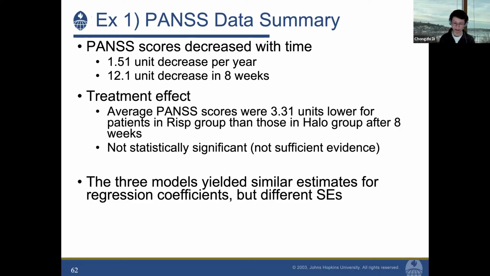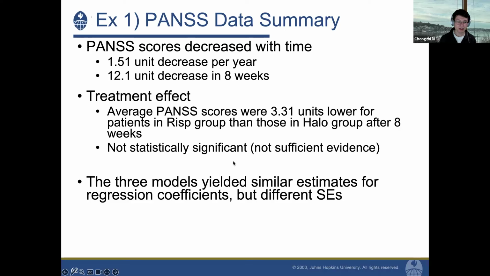I mean, in truth, there may be an association, there may not be an association. It's just that in this particular experiment, based on the data we have, we don't have sufficient evidence, okay? But if you were to conduct another experiment to collect more data, maybe you will find out there is an association. So it's really important to distinguish between no association versus not sufficient evidence.